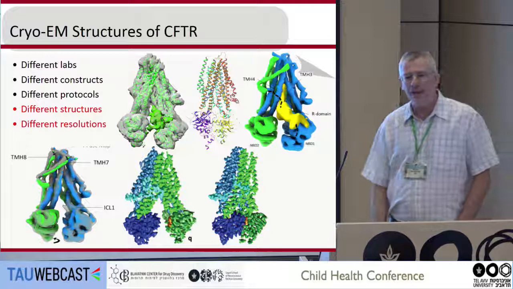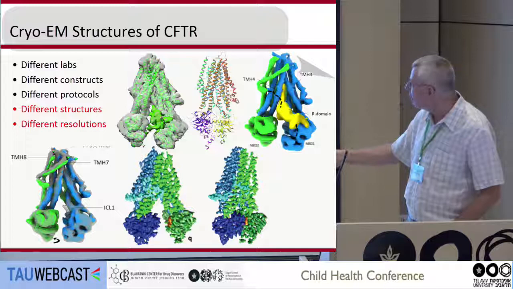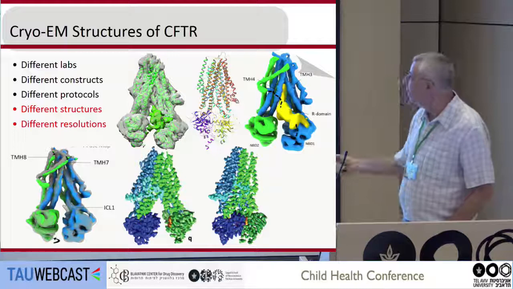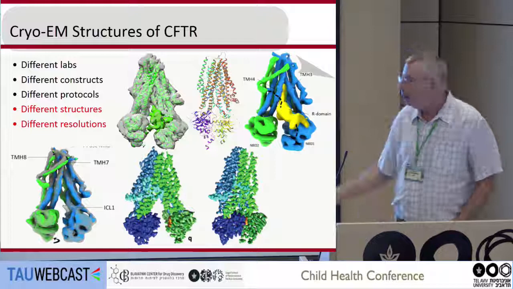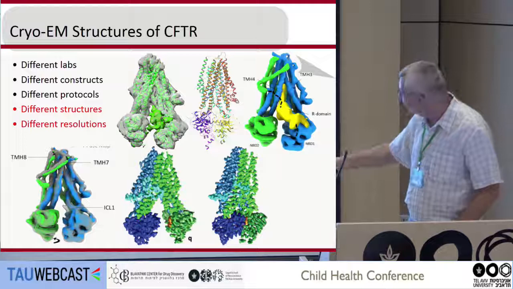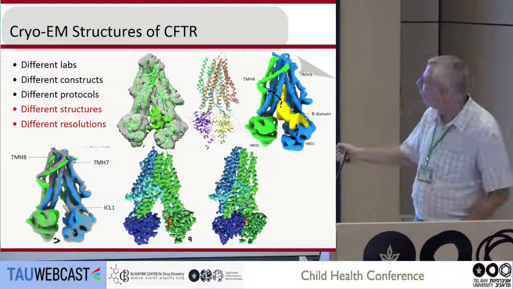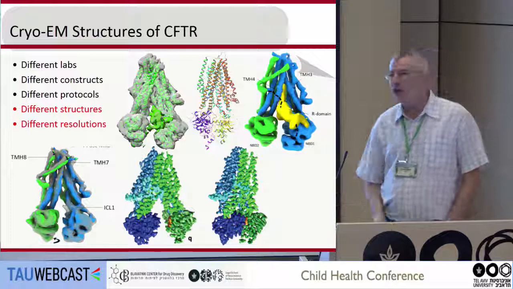Pretty reasonable resolution, 3.7 angstrom. And after this structure, and this was actually a huge achievement, people realized that the structure of CFTR could be solved. Here are the six structures which are currently available. Only these two were rigorously published. These two are in bioRxiv, and these two, I know they exist and I got permission to show them, not published yet. So different labs, different constructs, different protocols, different conformations with different resolutions.